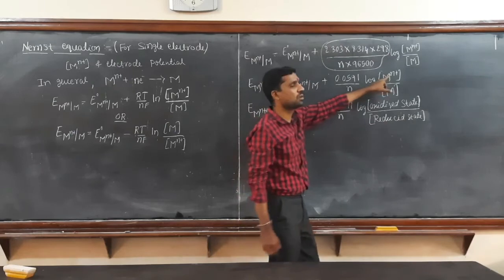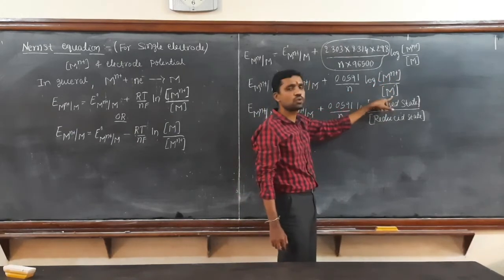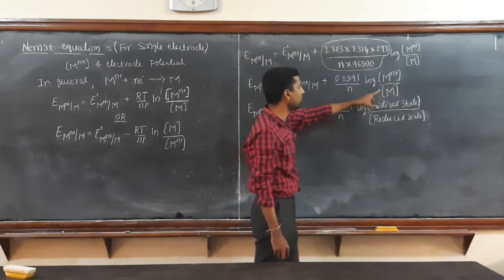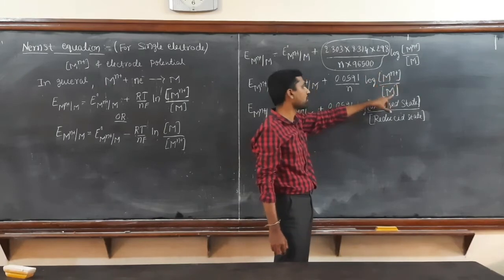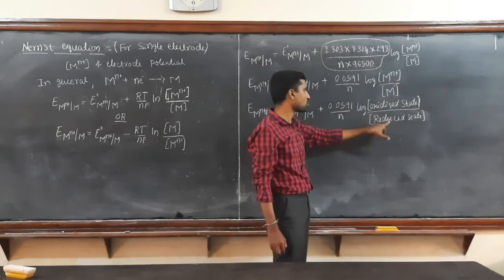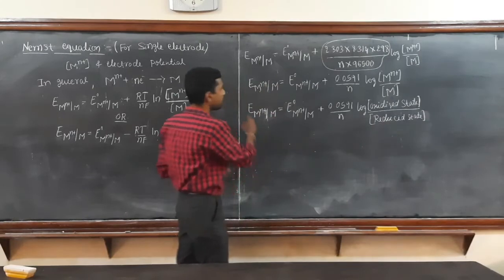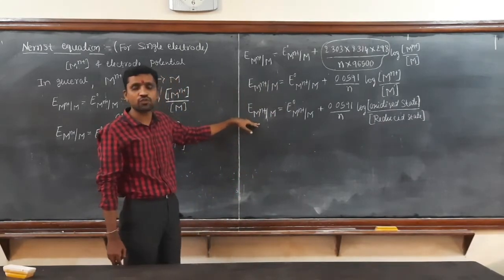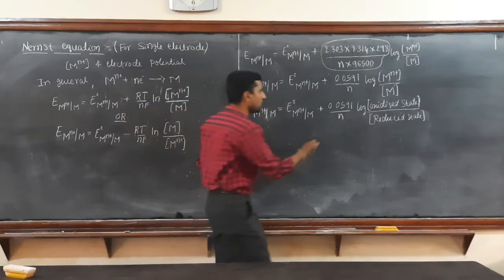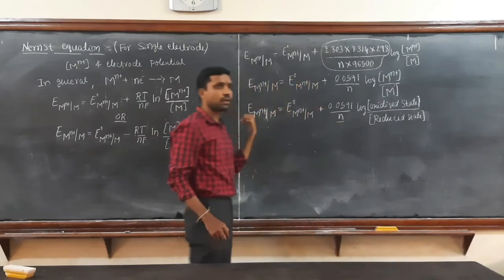So this one is the oxidized state and this one is the reduced state. Here n number of electrons will be transferred to the metal, that becomes the concentration of metal. So therefore this is the Nernst equation in general. This is the general equation for the Nernst equation. Here you can determine this n by knowing the reaction.